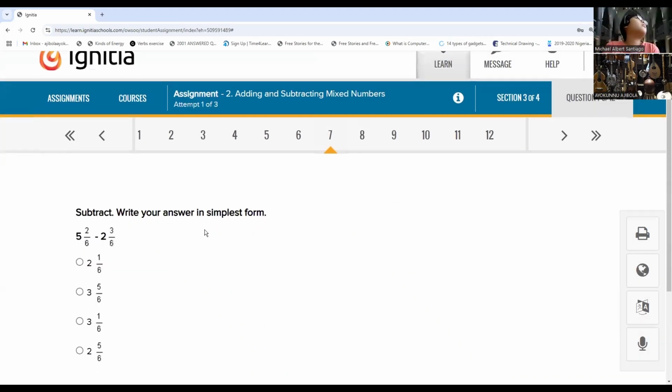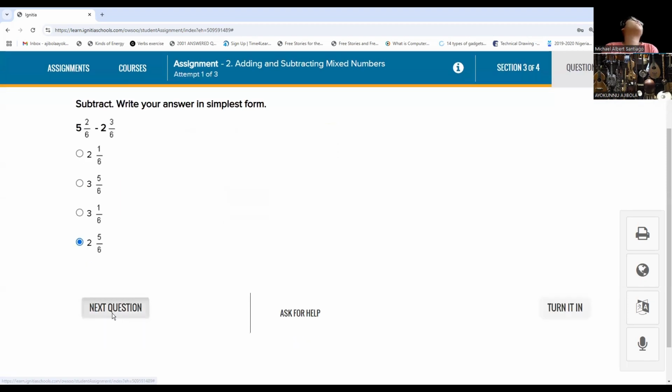Then the next question, we want to subtract this. Look at this. 5 minus 2 is 3. So it should be one of the 3's, but we cannot tell because 2 minus 3 is difficult there. So we take one of the remaining 3, we'll change it to 6 and add it to 2 to make 8. 8 minus 3 is 5/6. So that'll be 2 or 5/6. Is that clear?